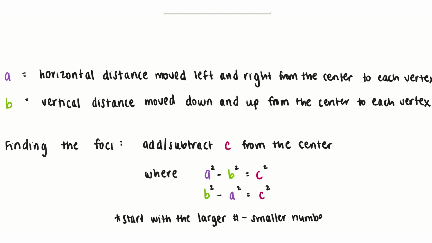So if a² is larger than b², you're going to start by doing a² − b². But if b² is the larger term, then you're going to start with that one. And this allows us to find c², and we will be able to take the square root to then find c.